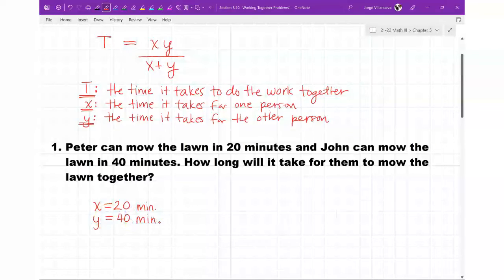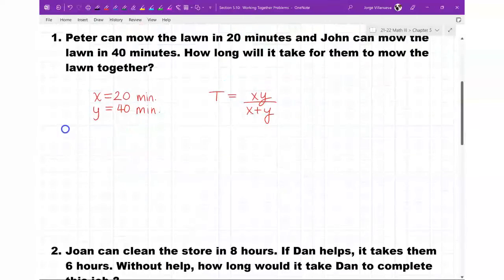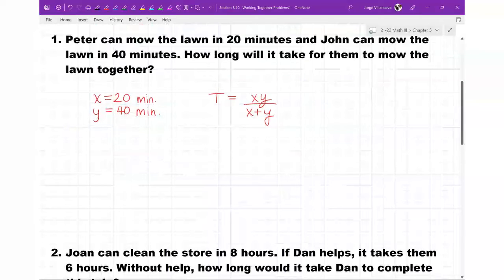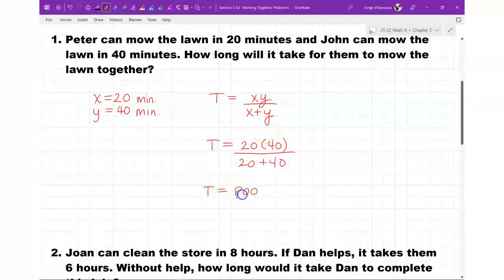How long will it take for them to mow the lawn together? That's T. We're trying to figure out the letter T. So remember the formula, T is equal to xy over x plus y. All right, so x and y, that's 20 and 40. So let me put that in here. 20 times 40 divided by 20 plus 40. Okay, so t is equal to 2 times 4 is 8, so that's 800 over 60.